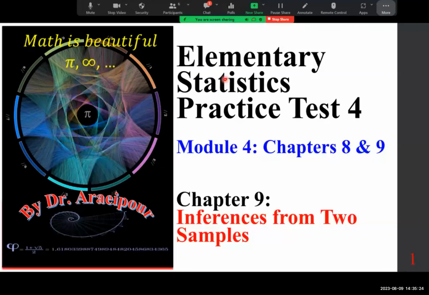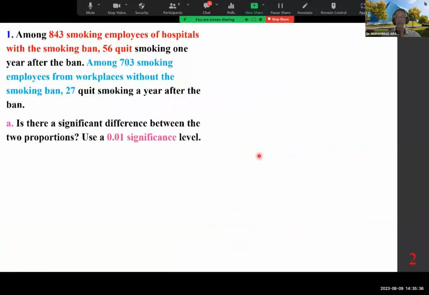Good afternoon, class. Here's practice test number 4, module 4, chapters 8 and 9. And we are covering chapter 9, inferences from two samples. Could somebody read the question, please?